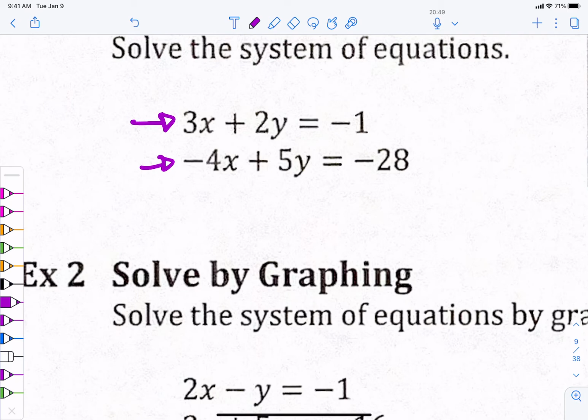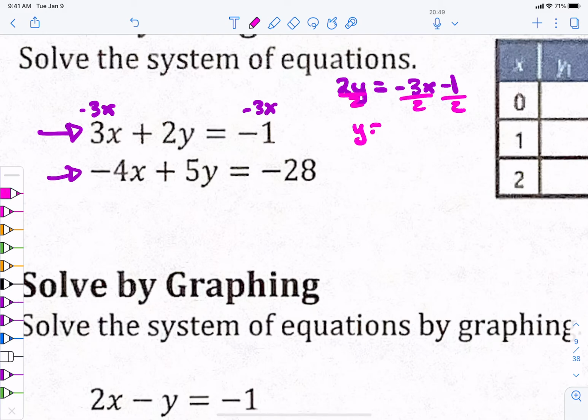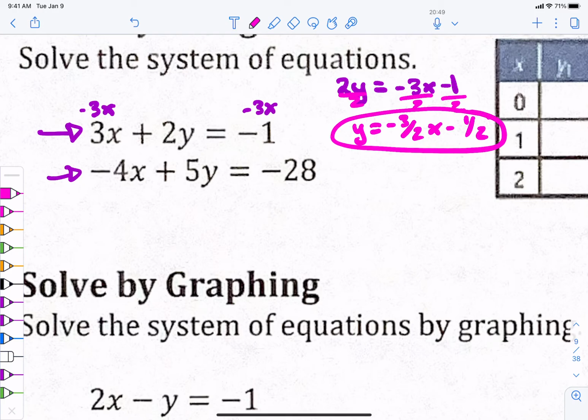So to get this y by itself, we subtract the 3x first, right? So we have 2y equals, and then how do you put that in order? Negative 3x minus 1. Yep, exactly. All right, and then we divide by 2. So y equals, and we're going to leave it as negative 3 over 2 x minus a half. And that's what it's going to look like.